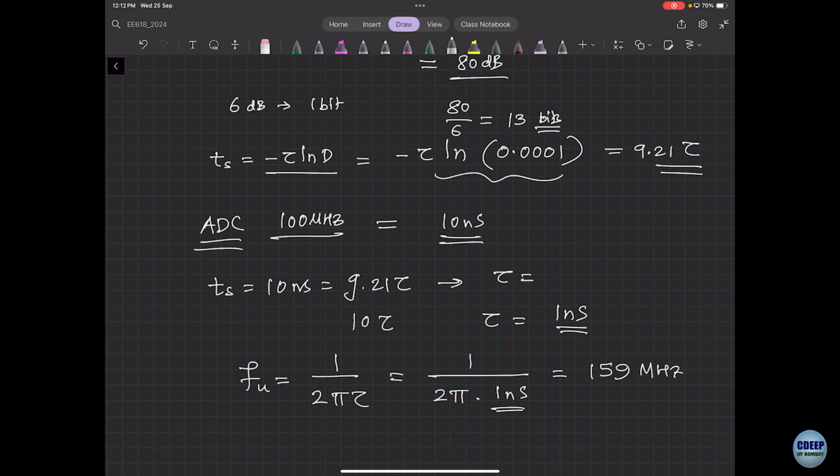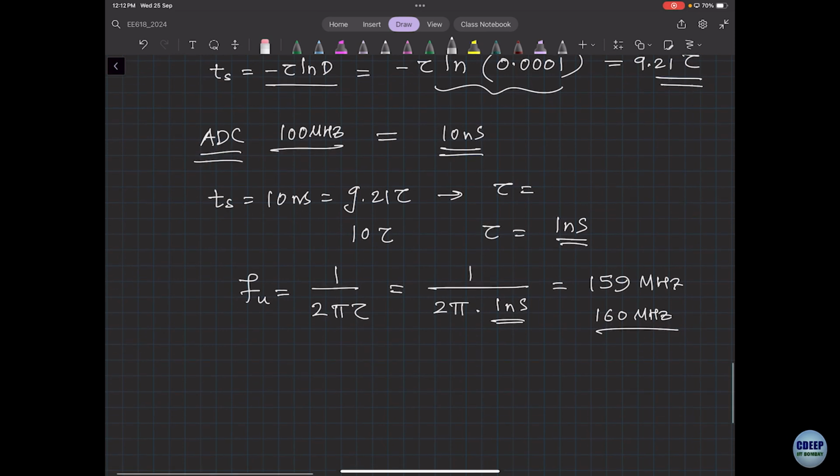159 megahertz. Is that correct? Can you double check? Let's say 160 megahertz. Close enough, right? Okay. So, what we said is that we want to settle within 0.01%. That's my D. And what was that for? That was for our 13-bit ADC. Okay. And then what was the sample rate? FS was 100 megahertz.